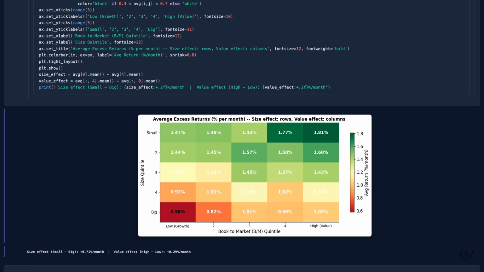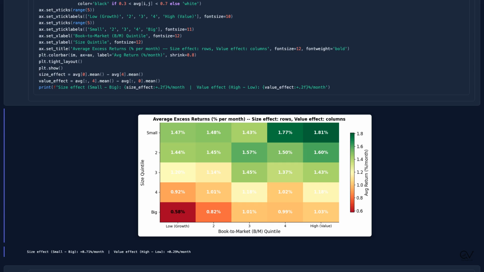Similarly, growth stocks, low book-to-market, have negative HML loadings, while value stocks have positive loadings, around 0.7. The market betas are all close to 1. The heat map of average excess returns reveals both effects clearly. Returns rise as you move up the grid from big to small and left to right from growth to value.